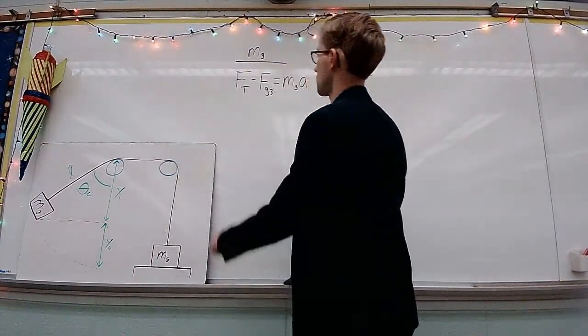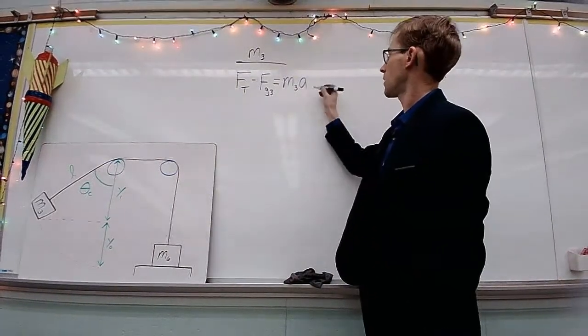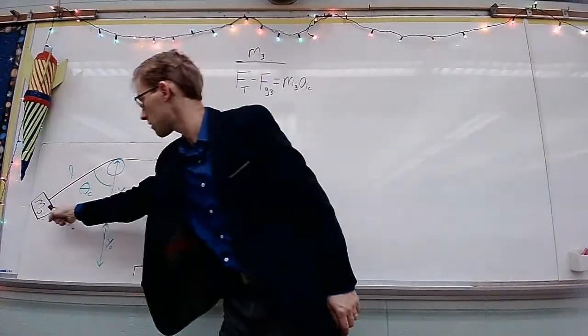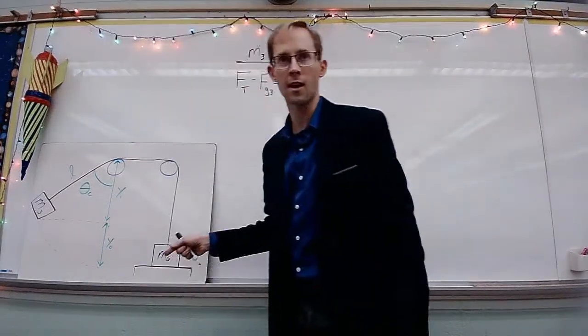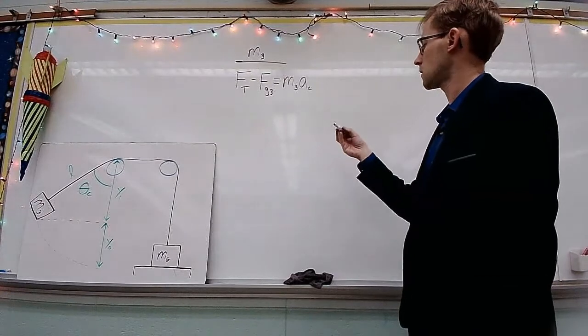I'm going to put little 3's next to these so I don't forget which mass I'm talking about. But this A is actually centripetal acceleration, because as it's swinging down here, it's taking kind of a quarter circle to get there. So that's interesting. Let's see what we can do with that.